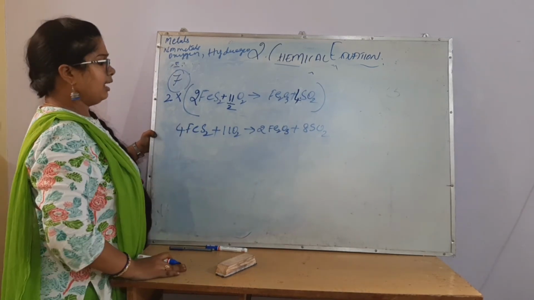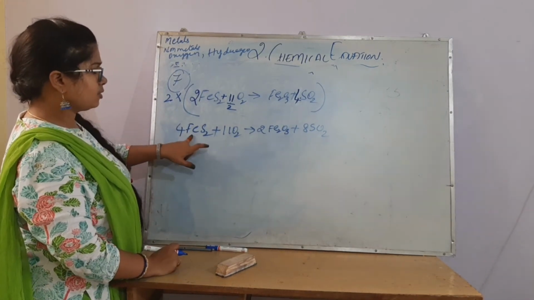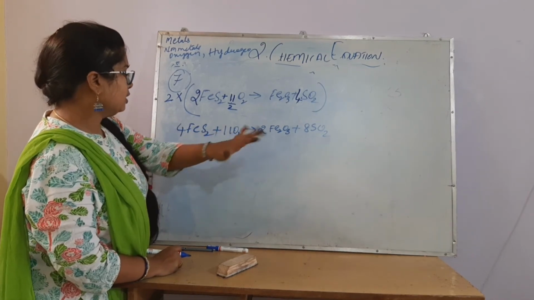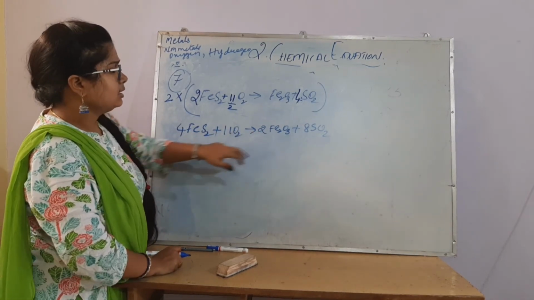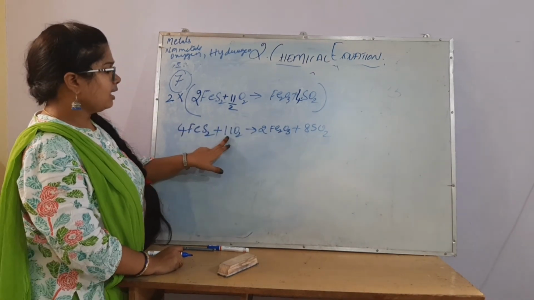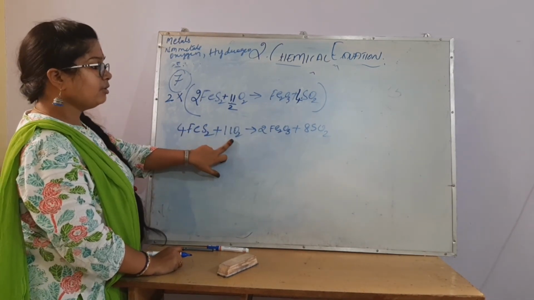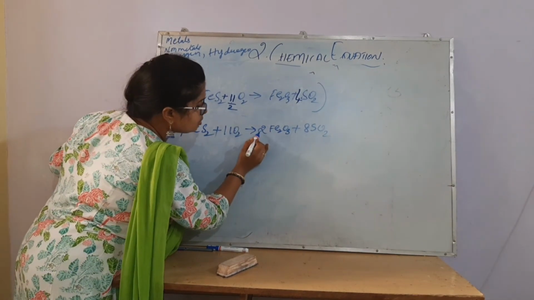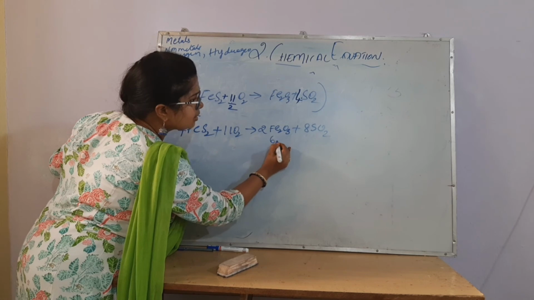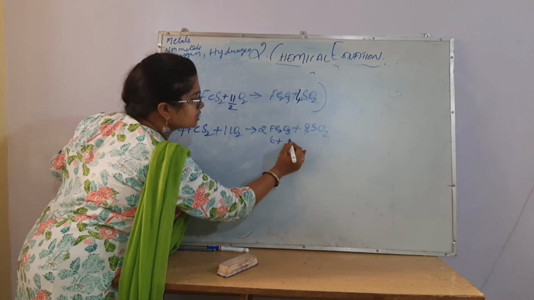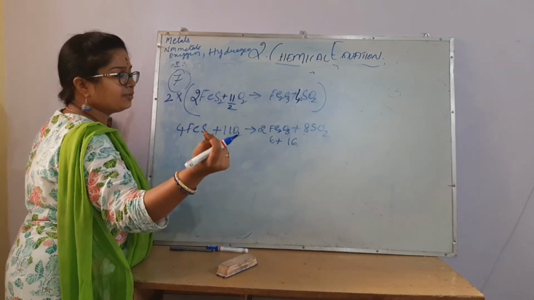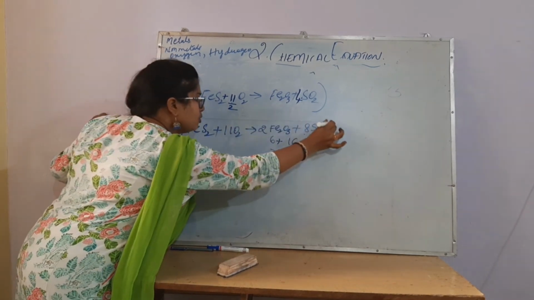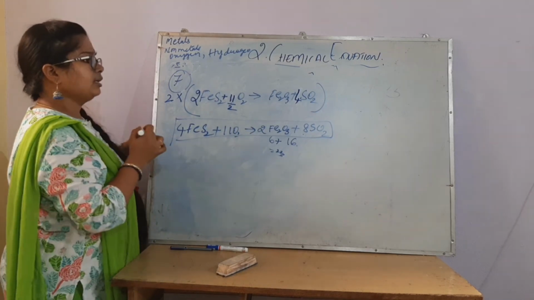Isn't it? Again check. Metals 4. Here 2 2 is 4 done. 4 2 is 8. This 8 is done. 11 2 is 22. Now oxygen, right? 2 3 is 6 plus 8 2 16. 16, 17, 18, 19, 20, 21, 22. 22. Then this will be your balanced equation.